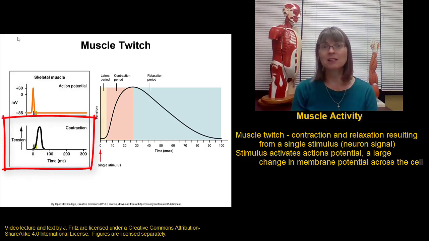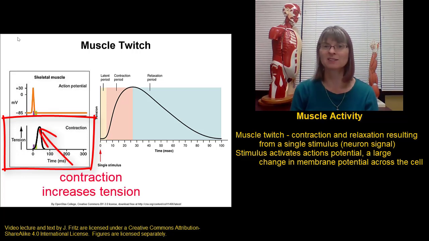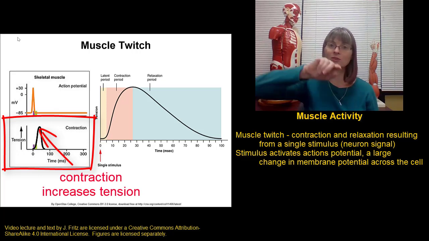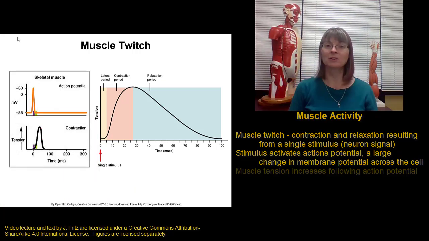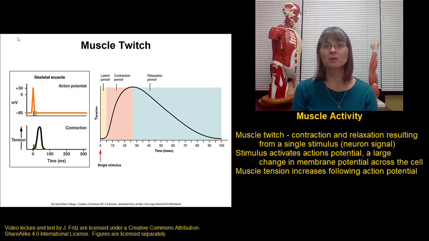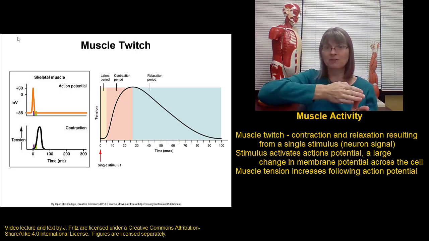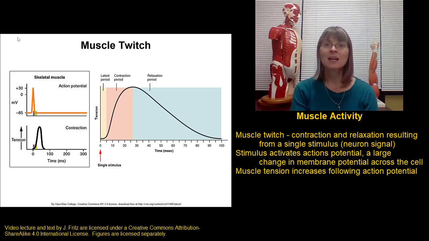The second part down here shows us the tension, or the amount of force generated as the muscle contracts. And you can see here that that force goes up, and then it comes back down. And then it sort of follows the actual stimulus. So we have our stimulus, the action potential that shoots up really fast, and then the muscle contraction. This single cycle of muscle contraction and relaxation is called a muscle twitch. A muscle twitch is one cycle of contraction and relaxation of a muscle as the result of a single stimulus.